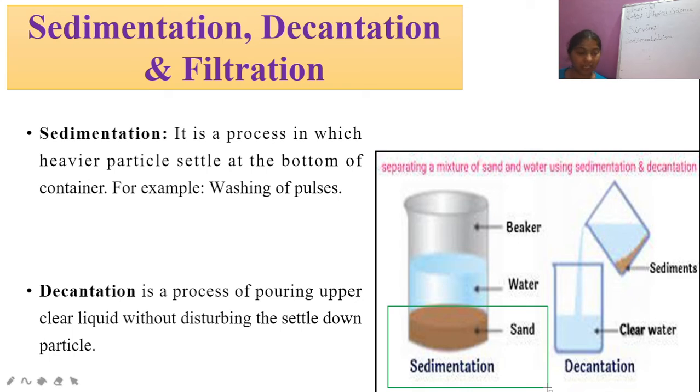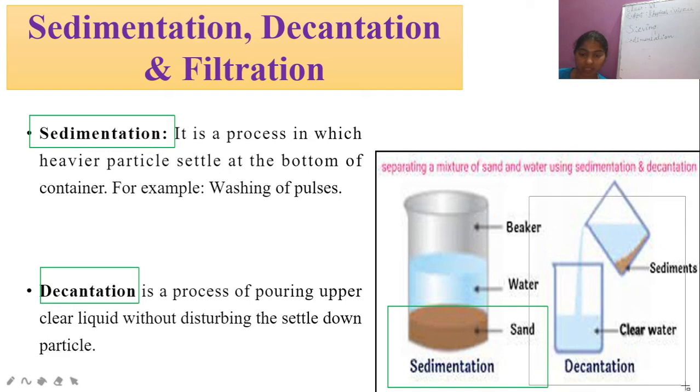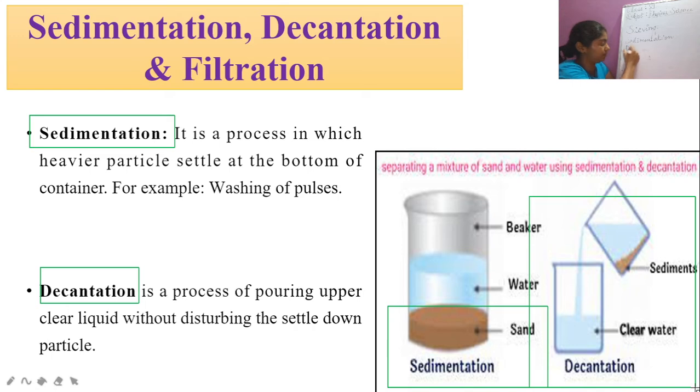And decantation is the process of pouring off the upper layer of clear liquid without disturbing the second particle, which has settled down. So these are two different processes. First, the heavier particle settles down at the bottom, and second, decantation, pouring the liquid into another beaker without disturbing it. So we have decantation as well as sedimentation together. Firstly we have a sedimentation process, then we have a decantation process.